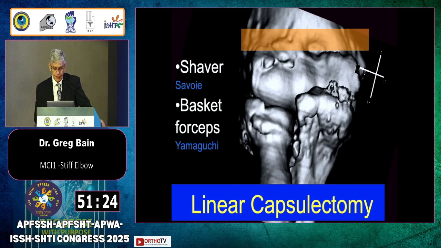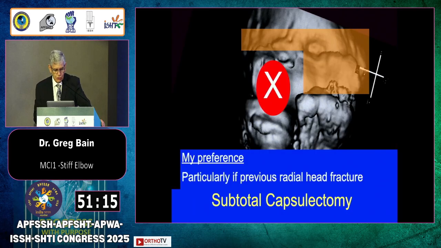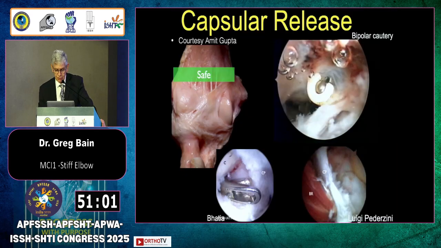So going on to the capsulectomy, a lot of people would recommend a linear capsulectomy, and I think that's quite reasonable. You can do that with a shaver or basket forceps, or you can do a total resection of the capsule, which then takes into risk the radial nerve. So I actually think the best option is a subtotal capsulectomy, which means that you're not taking away the at-risk area over the anterior aspect of the radial head.